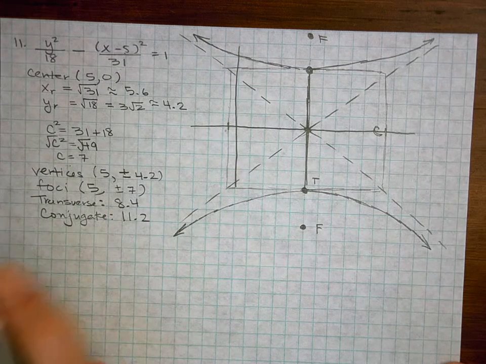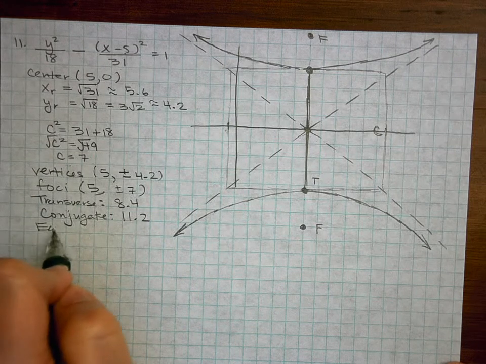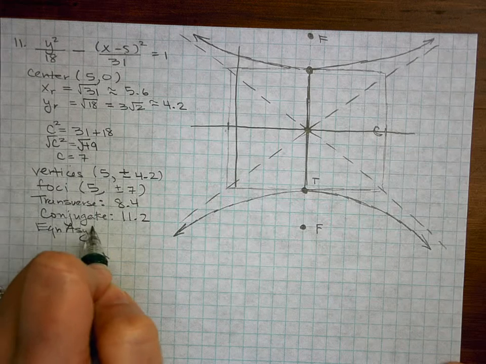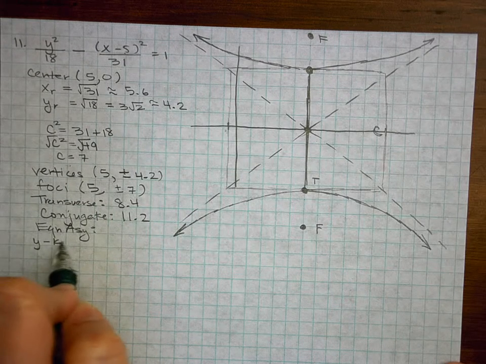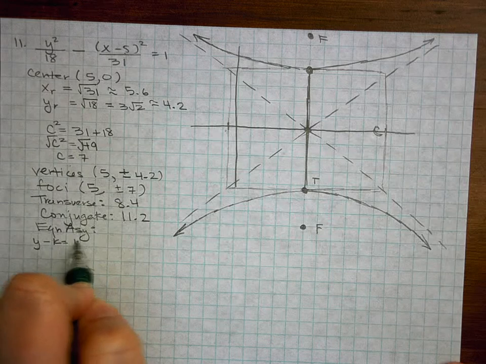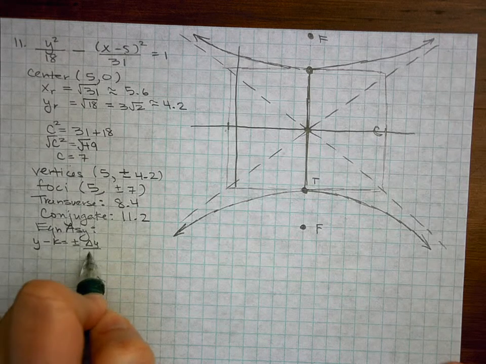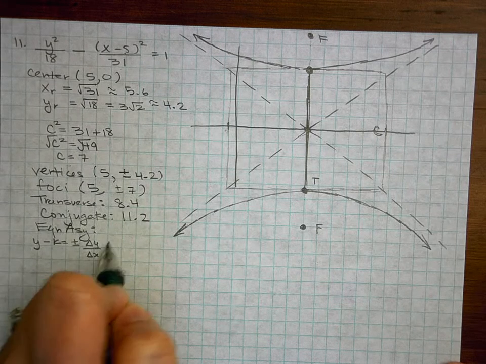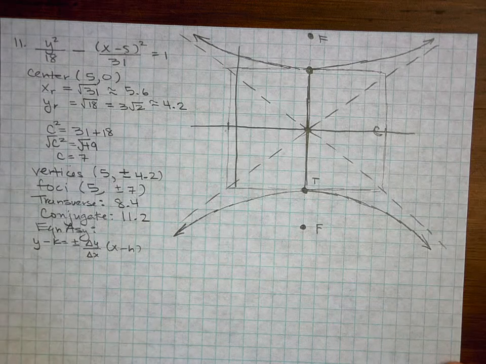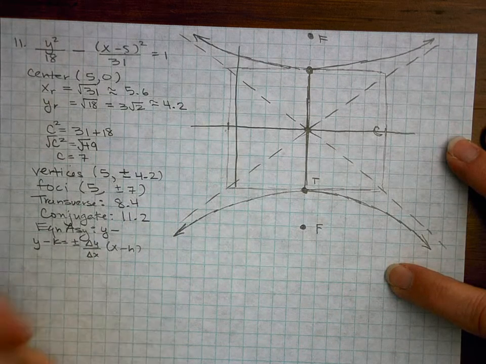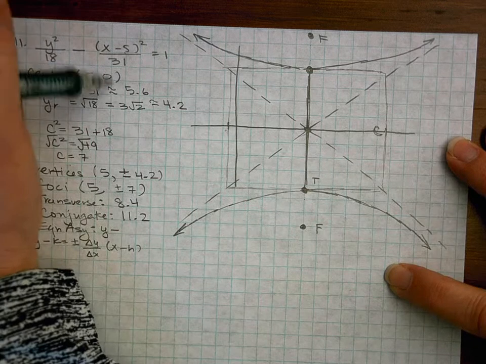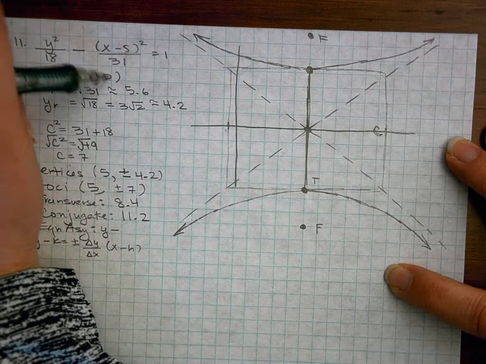And then my equations for my asymptotes. So I'm going to write just the equation first underneath it here. So y minus k equals plus or minus the change in y over the change in x. So those are my x and y radius, and then x minus h. So for that then, that would be y minus, so k is the center, right? So that would be at 0, so that's my y value.